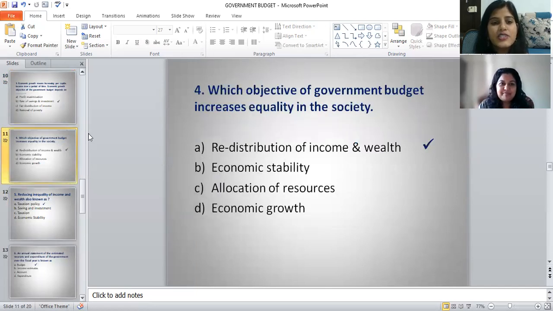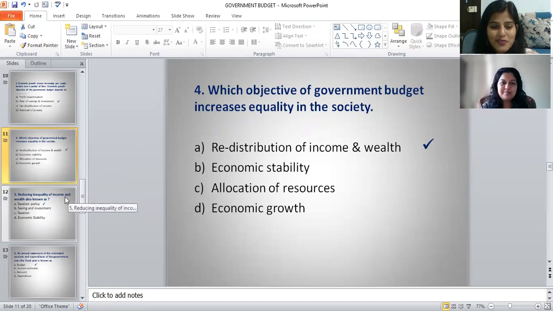Now the next one is: which objective of the government budget increases equality in the society? First one, redistribution of income and wealth. Second one, economic stability. Third, allocation of resources. And the last one, economic growth. Yes, I remember this one very clearly. It was the first objective, the redistribution of income and wealth. Yes, very good. Very correct.